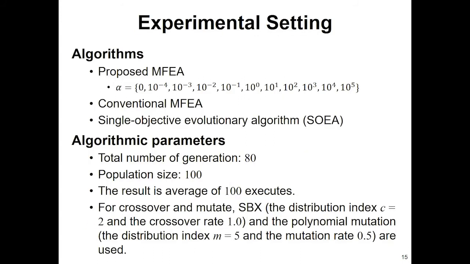We conducted an experiment to compare the performance of the proposed method with conventional MFEA and conventional single objective evolutionary algorithm SOEA. The proposed method is experimented by varying the parameter alpha in 11 different ways as shown here. Other detailed experimental settings are described on this slide.